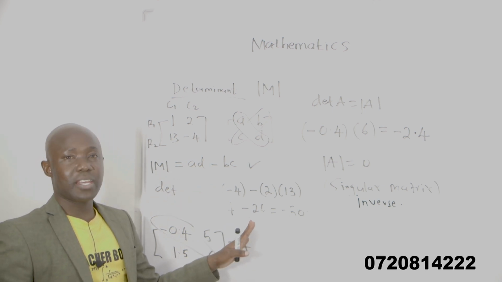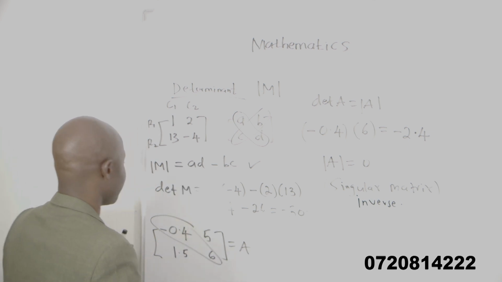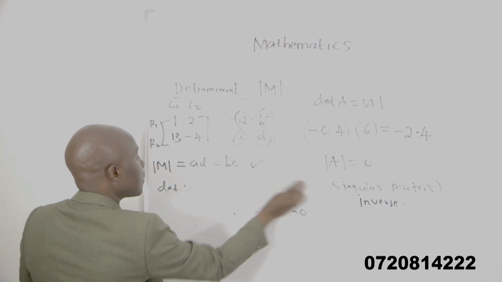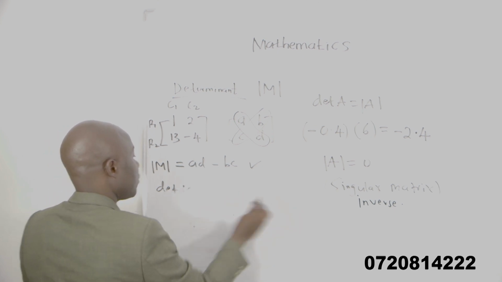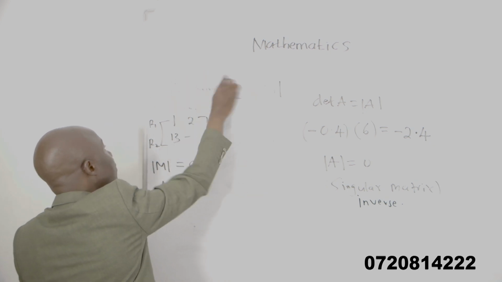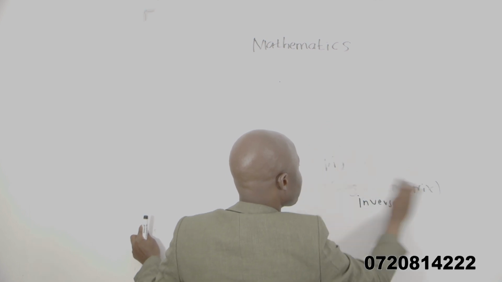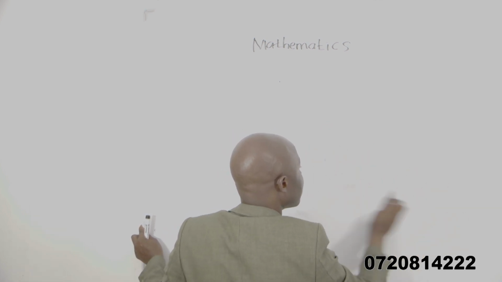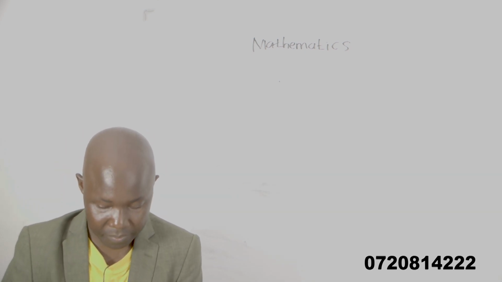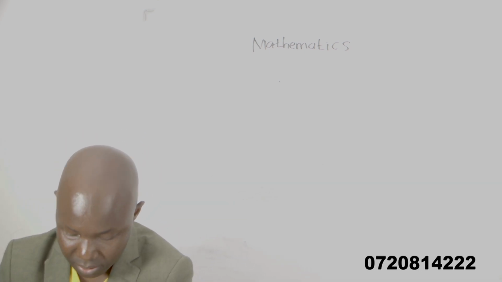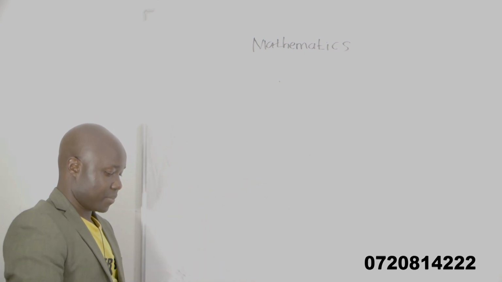I'll wrap this part, then teach you how we find the determinant of a 3 by 3 matrix. So that is the determinant of a 2 by 2. Now I want us to move to a 3 by 3 matrix. How do we find the determinant? I'll take you through a 3 by 3 now.